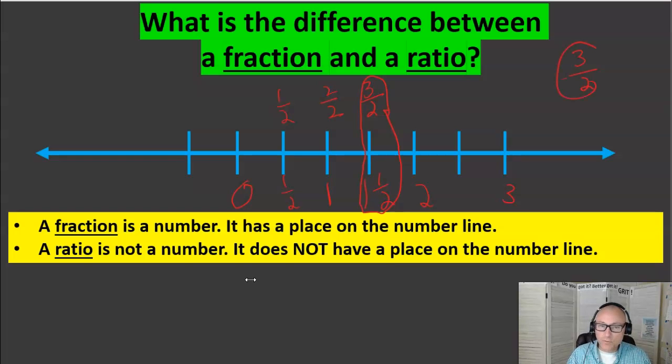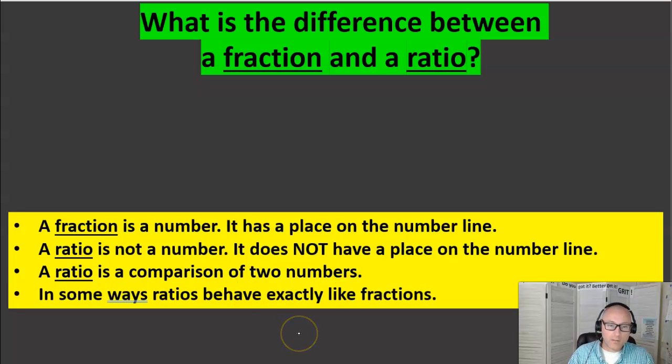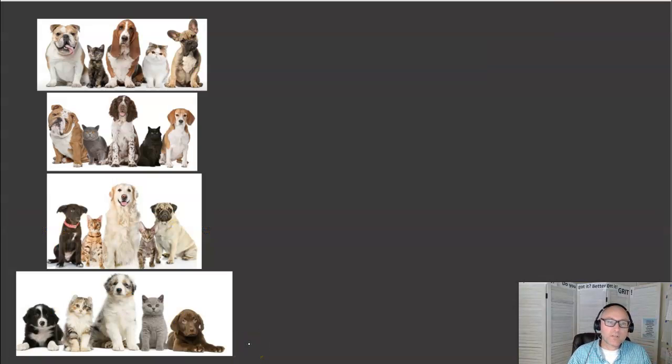So 3 halves does go on there, but when you're talking about a ratio, it's not a number. Remember, it's a comparison between 2 numbers. A fraction is just one number, but a ratio is 2 numbers. In many ways, they behave exactly like fractions, so we can use that to our advantage. Just be careful not to confuse the two, because they are not the same, but we can use it to help us. Very useful.